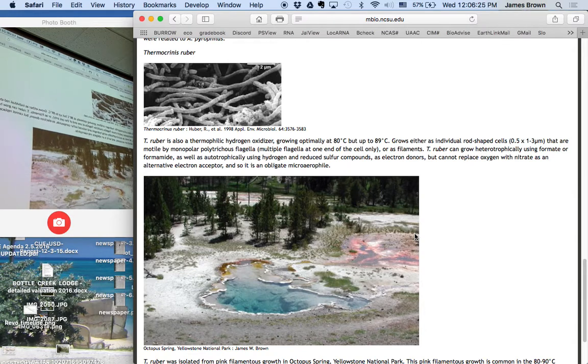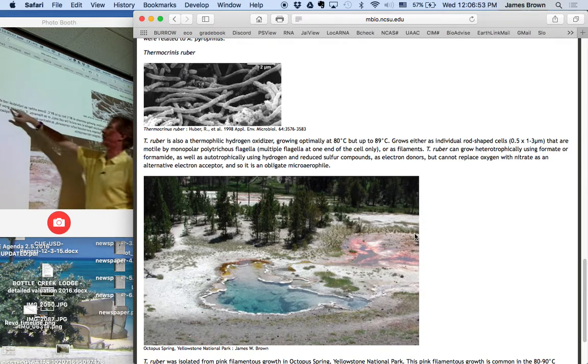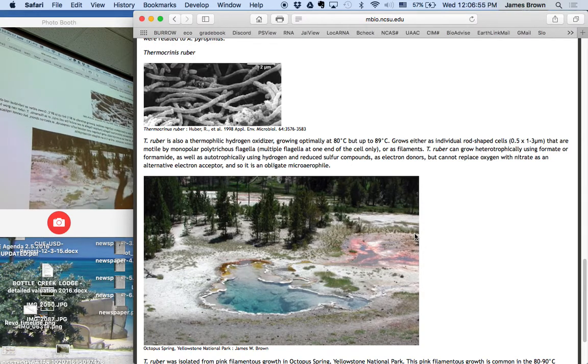And so I showed you these slides of Octopus Spring and showed you some pink filamentous growth in here. The band of pink, all this is pink here. The reason for that pink color is the growth of this filamentous biofilm on those surfaces. And the primary organism in those mats is Thermocrinis ruber. We're going to talk later about how that organism was characterized and isolated. In culture, it grows as rod-shaped cells and they're motile. But in the environment, they typically grow as filaments.